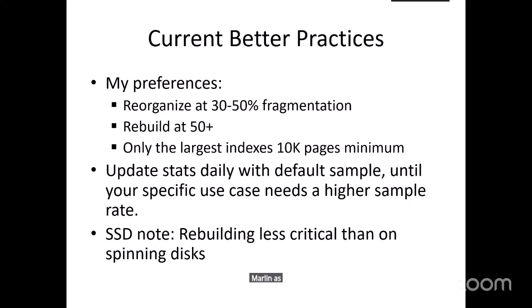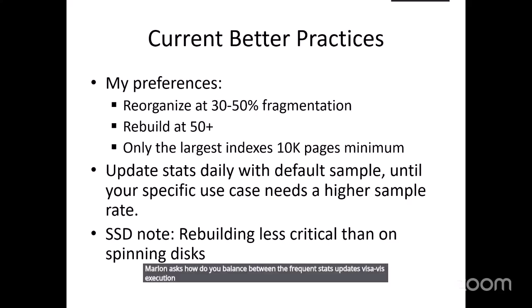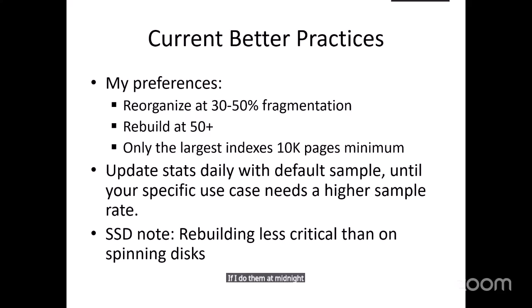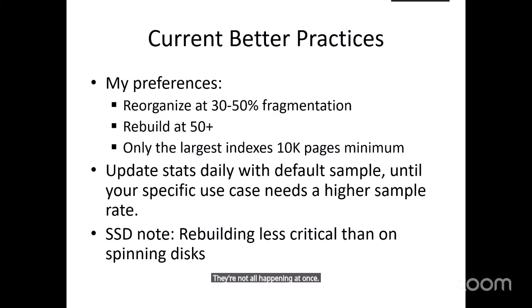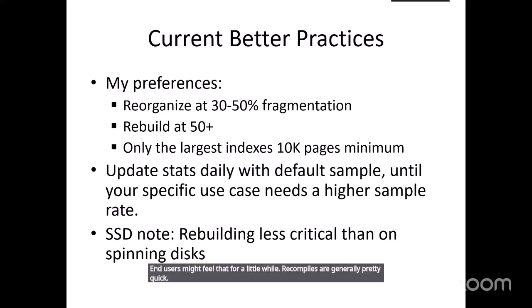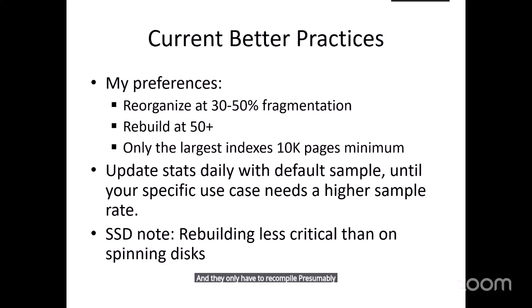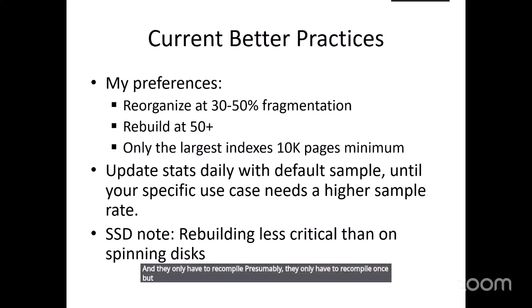Marlon asks, how do you balance between the frequent stats updates vis-a-vis plan recompiles? If I do them at midnight, when those queries start executing that need a new plan, they're not all happening at once. If I do it in the middle of the day, end users might feel that for a little while. Recompiles are generally pretty quick, and presumably they only have to recompile once. I'm sure there are places where it's happened, but I've not seen that be a major point of contention with an overnight stats job.